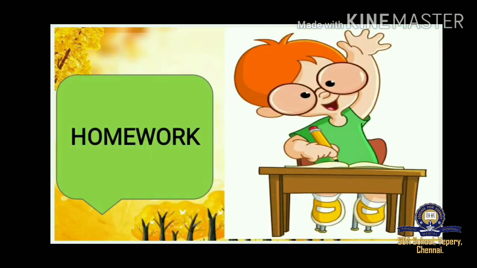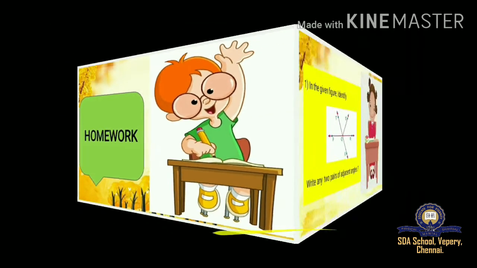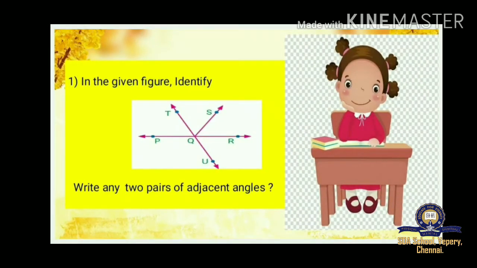Yes. Now we come to the end of this section, which is homework. See here we have homework sums from exercise 5.1. In the given figure, identify and write any two pairs of adjacent angles. In this figure, we are going to identify the pair of adjacent angles, right?